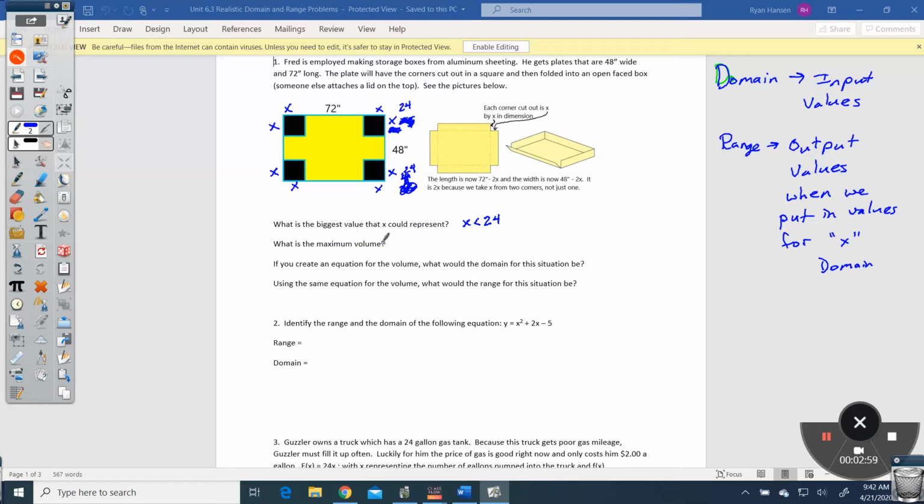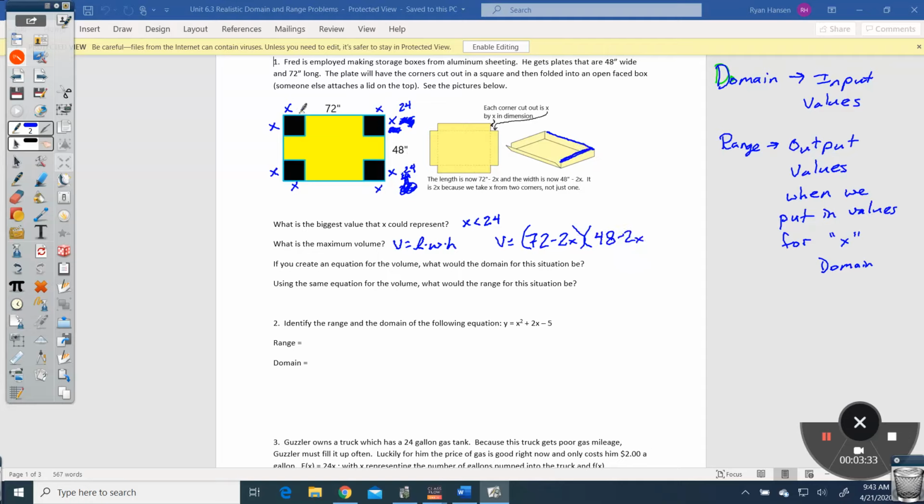First of all, you need to realize that volume equals length times width times height. So if I have the volume of this box, realize this length right here was 72, right? But now it is 72 minus 2x. So volume equals 72 minus 2x. The width, so that's this, was 48, but we took out 2 x's.